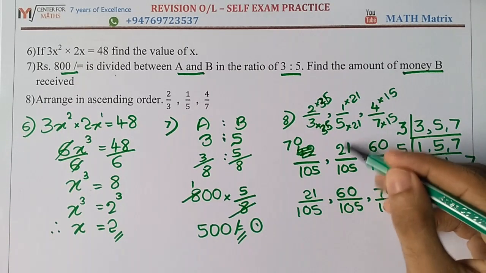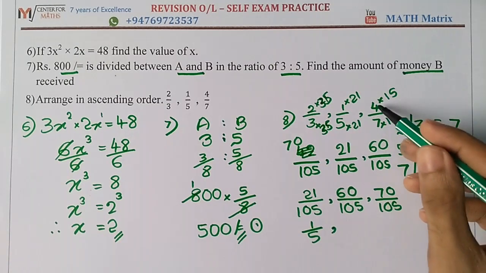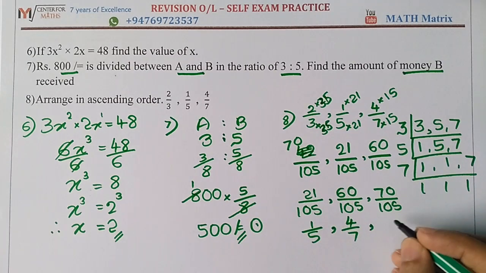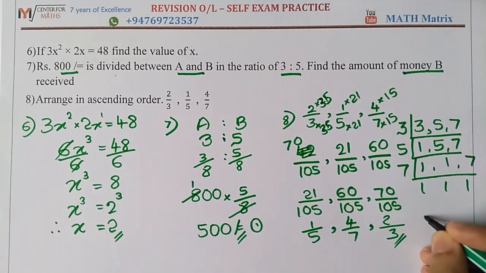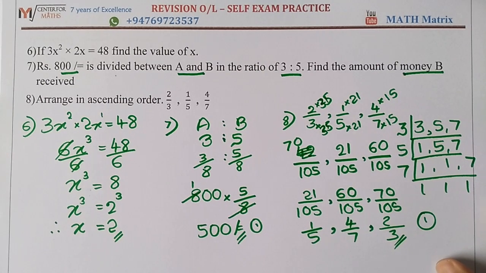So that means 21 represents 1/5. And the next one 60, that represents 4/7. And the last one 70, yes, that represents this 2/3. So that's the answer. 1 mark for that. Right, now we can move to the next one, the question number 9.